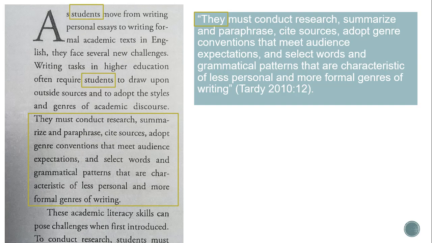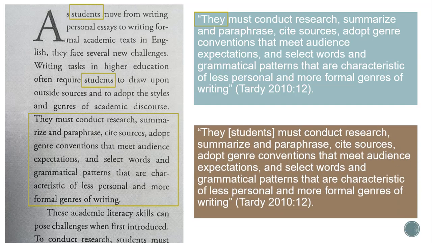To clarify this for the reader, the writer could assist by indicating that "they" refers to students. You could do this by adding the word "students" in square brackets. You can see in this example that the meaning of the quote has not been altered. We've just added some clarification for the reader so that the reader understands who the word "they" refers to.